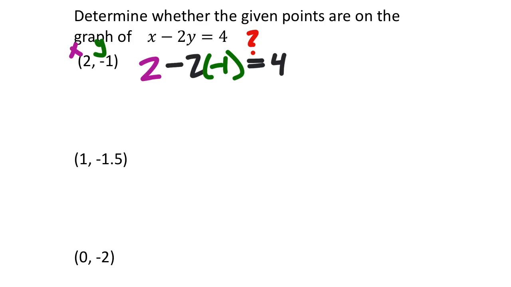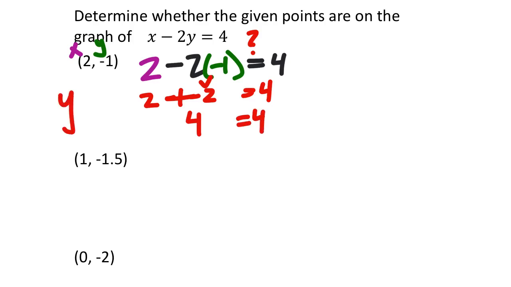Now right here I got 2 times -1, which would be -2. So I got -2 minus -2. That's really 2 plus 2, which is 4. Well, that does equal 4. That's true, which means that this ordered pair is actually part of the graph for x minus 2y equals 4.